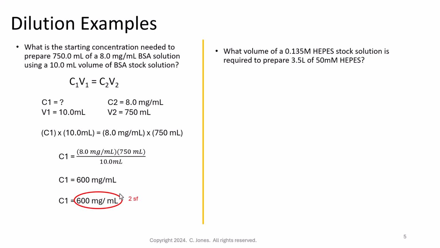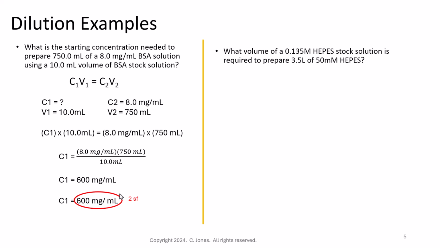What volume of a 0.135 molar HEAPS stock solution is required to prepare 3.5 liters of 50 millimolar HEAPS? So HEAPS is a chemically synthesized buffer. And remember, the purpose of a buffer is to resist a change in pH. So buffers help to prevent the pH from changing. You can add a little bit of acid or a little bit of base, and the buffer kind of absorbs that acid or base, and the pH doesn't change. There is a buffer capacity where if you add too much acid or base, the buffer will be overwhelmed and then the pH will change.